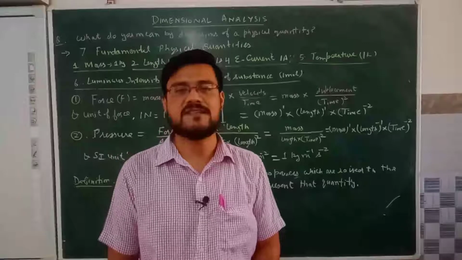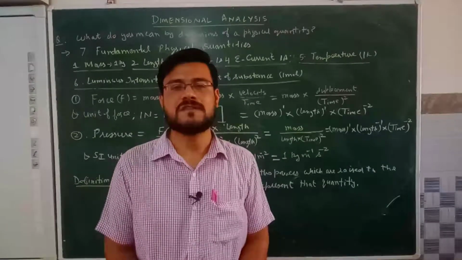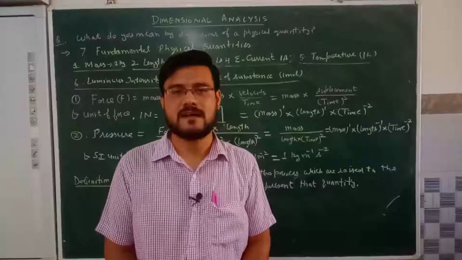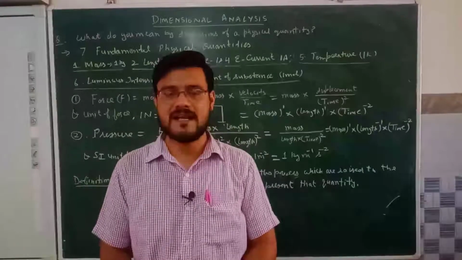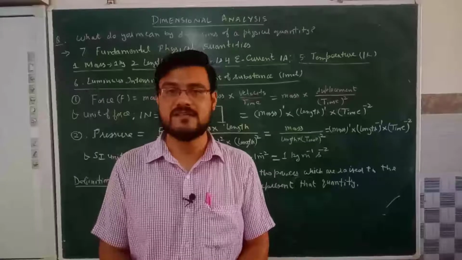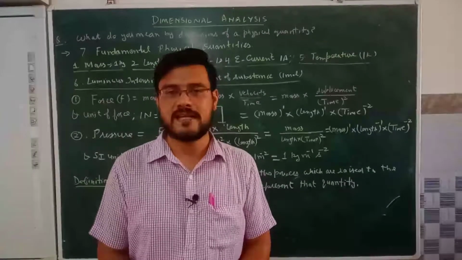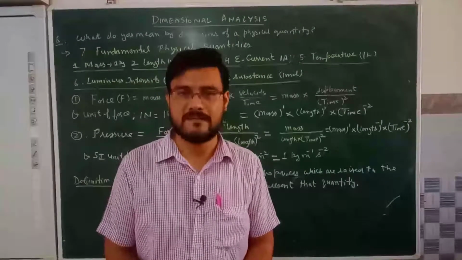So the dimensions of a physical quantity tell us which of the 7 fundamental physical quantities make up a given derived physical quantity. The powers and the signs associated with the powers, which are called the dimensions of a physical quantity, tell us how exactly the given derived physical quantity depends upon the given set of fundamental quantities.